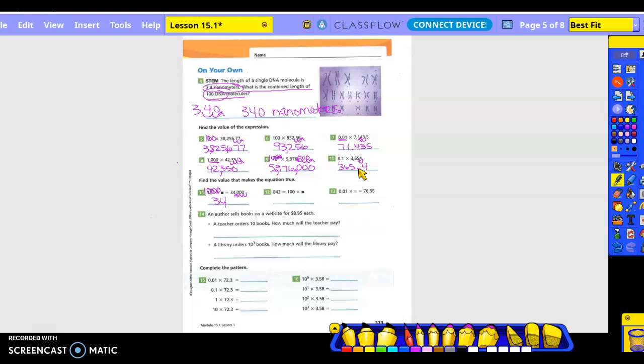Something times 100 gives us 843. So once again, I have a whole number, so I would usually go to the right, but I'm trying to find the missing number, so in this case, I'm going to go to the left. How many places? 2. So my answer is 8 and 43 hundredths.